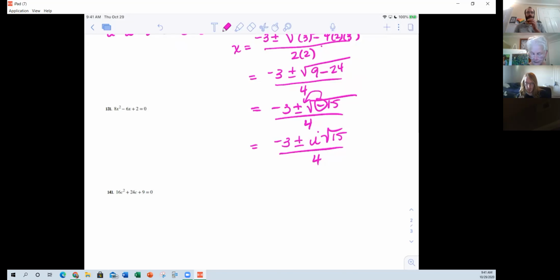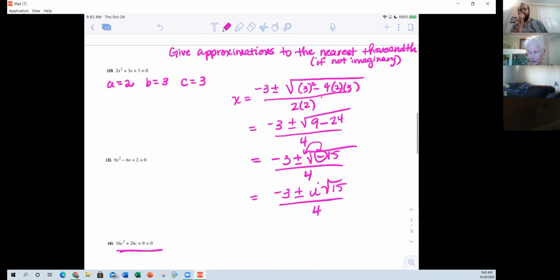This one will not be imaginary. So this one you could actually approximate. So when I say approximate to the nearest value, that means use your calculator. Use your calculator to find out what the answers are going to be, because they won't be rational, more than likely.